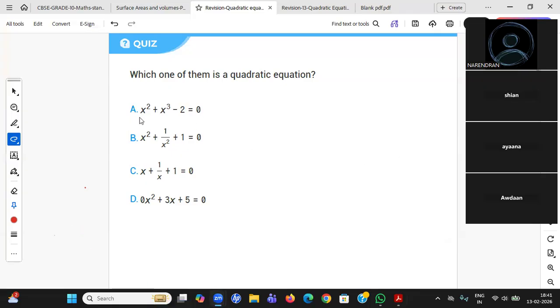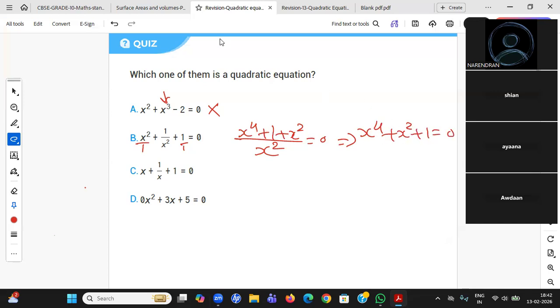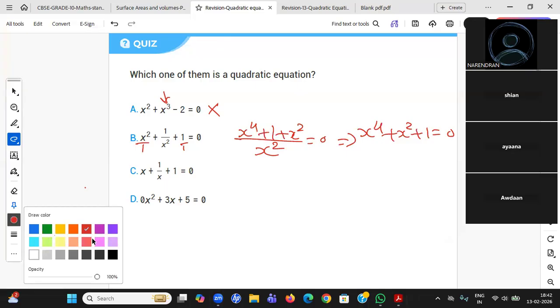You see, it's the last step. So there is nothing to conclude. So highest power is 3. It's not a quadratic equation. Is there any step? Yes, sir, I can take LCM. If you take LCM, by 1 x square is LCM, x power 4 plus 1 plus x square equal to 0, which is nothing but x power 4 plus x square plus 1 equal to 0. Is it a quadratic equation? No, still not. Not at all. Shrugal, right answer.